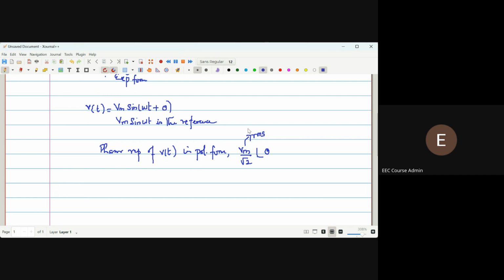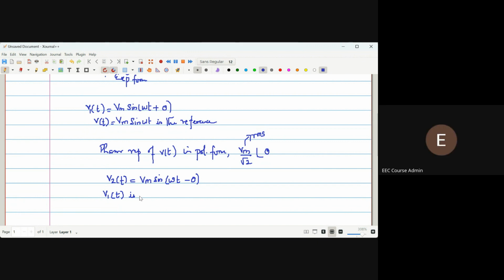Okay, ma'am. So VRMS angle phi. So VRMS is Vm by root 2 angle theta. And then say V of t equal to Vm sin omega t is the reference, and I represent this as V1 of t. Then I have another signal V2 of t as Vm sin omega t minus theta. Then with respect to the reference signal V of t, which is leading and which is lagging? V1 leading, V2 lagging.